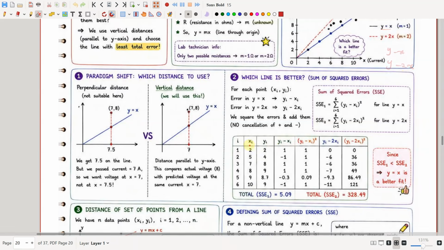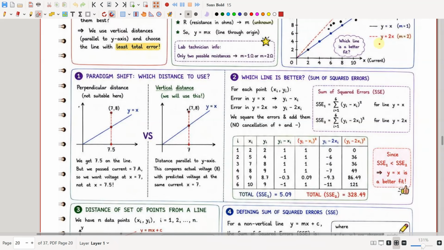Because the first equation is y is equal to x, which means y minus x is equal to 0. So you have to find yi minus xi, square it, and then add, for the first line. I have found yi minus xi and yi minus xi the whole square also. I have added all these and I have got the value as 5.09.